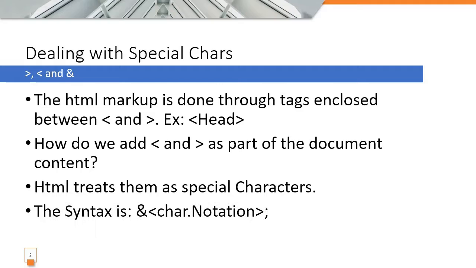So the syntax is ampersand, then character notation, after that semicolon. The ampersand and semicolon are fixed. The character notation changes. Say for example, if we want to print less than, then the symbol is ampersand LT then semicolon. So this way we can print the special characters. If you directly use these symbols, they will get converted into this character notation.